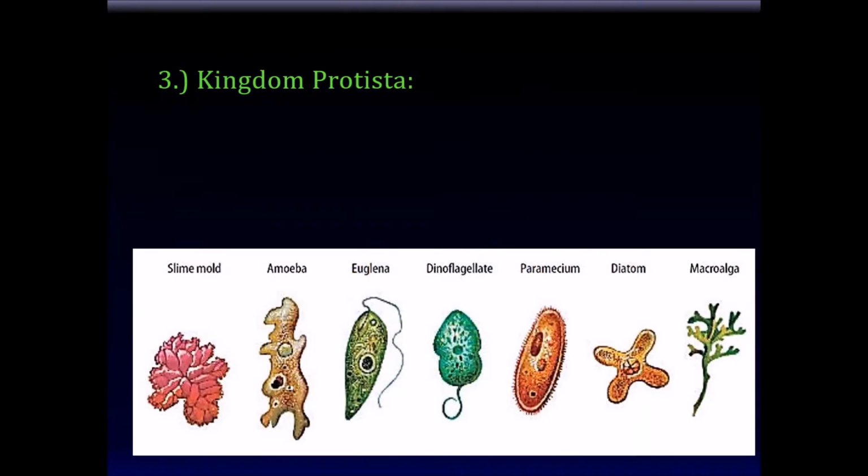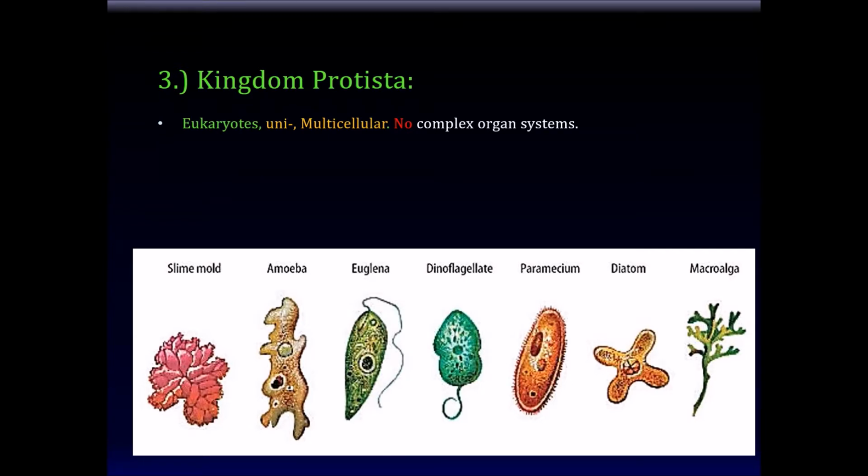Then there are the protists. They're the funky group. Examples of protists include the slime mold, the amoeba, Euglena, dinoflagellates, the paramecium, the diatoms. These are actually very important. And the macroalgae. Okay, these are examples of protists. We're going to actually study them, so by the time we're done, you should be familiar with these, okay? Now, if you ever say a paramecium is a bacterial prokaryote, understand? These are all eukaryotes.